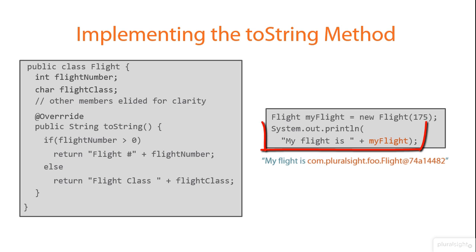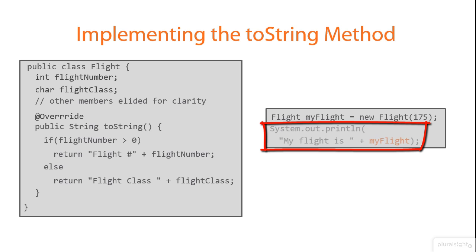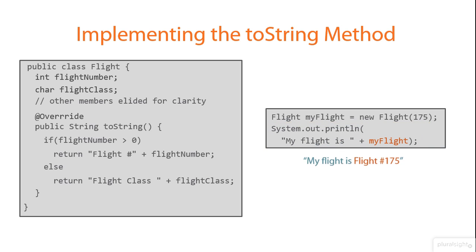So now if we take a look at this code over here, when we call println, what we're going to actually get out is "my flight is Flight #175". So now we're getting back a more meaningful string representation of that object instance. And that's what we want to do inside of our toString method, is provide that meaningful representation of an instance as a string.